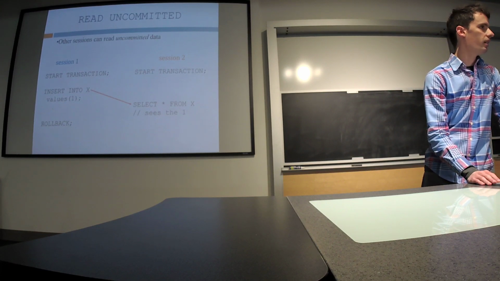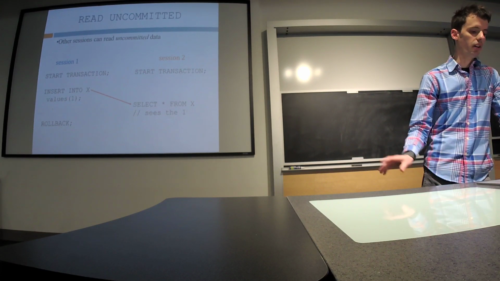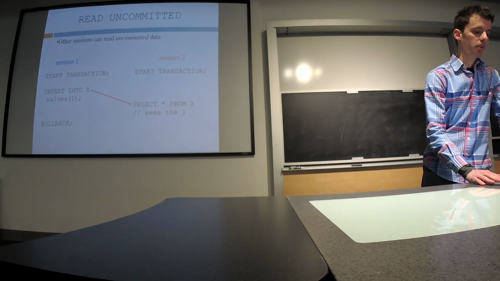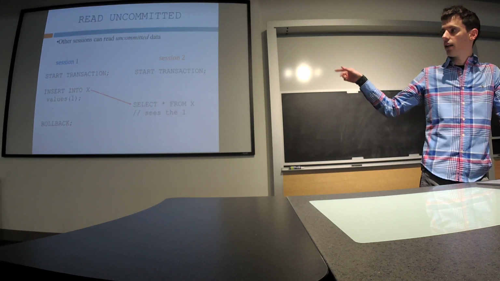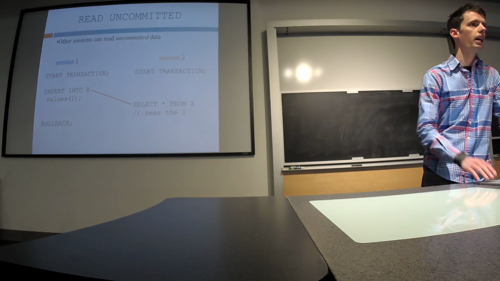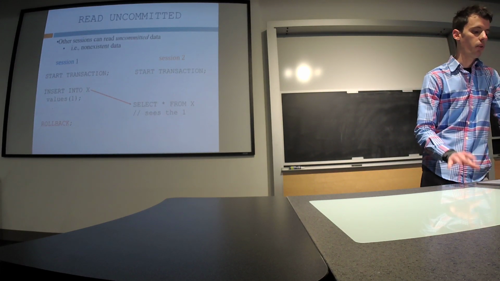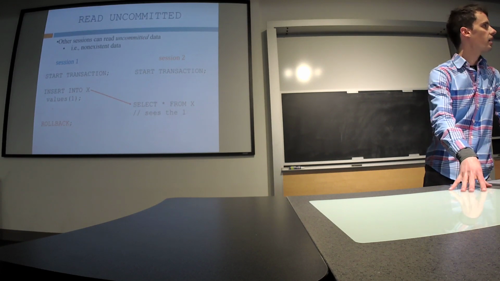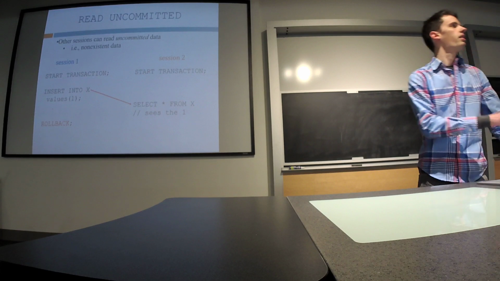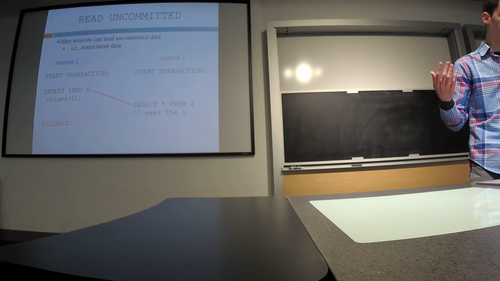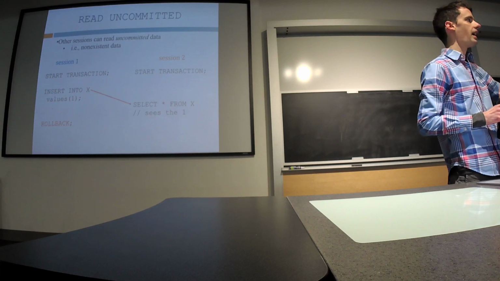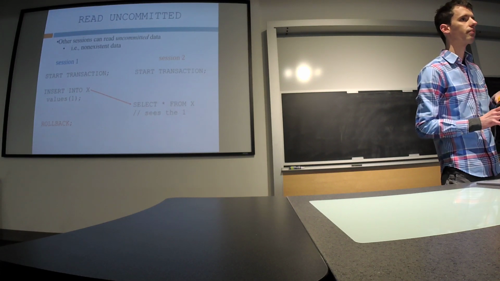Okay, here's an interesting problem with this, though. So notice session 1 is doing a rollback instead of a commit. So session 2 could see the 1 that got inserted into table X, even though it's not actually real data. It's an inconsistent read. It would see some non-existent thing because there's no isolation level. It's just like let everything happen whenever it wants to happen.